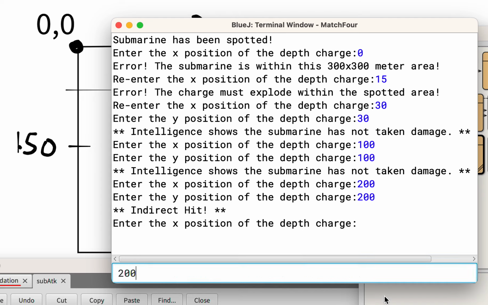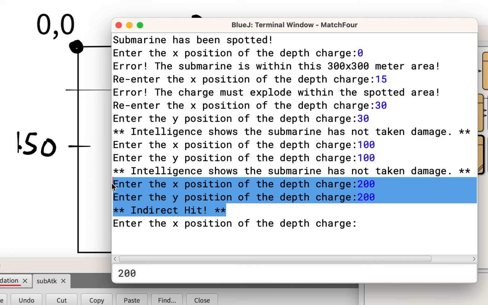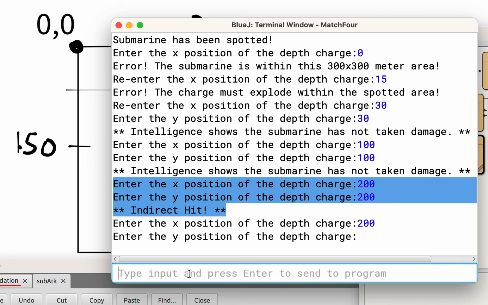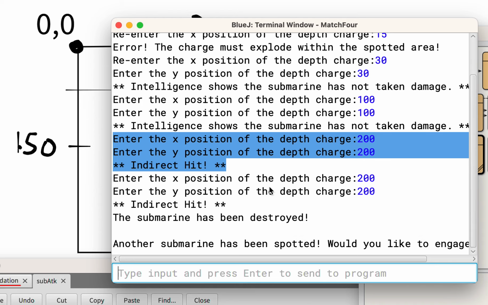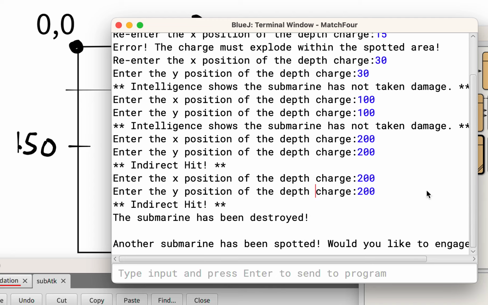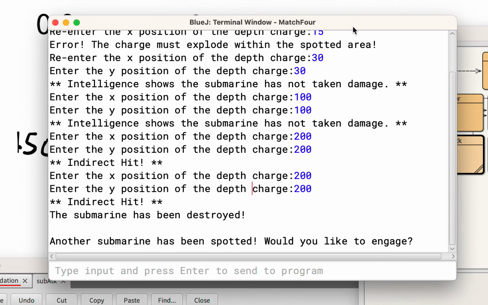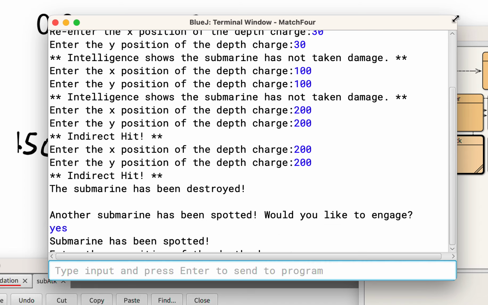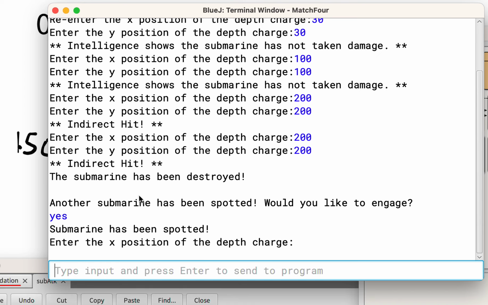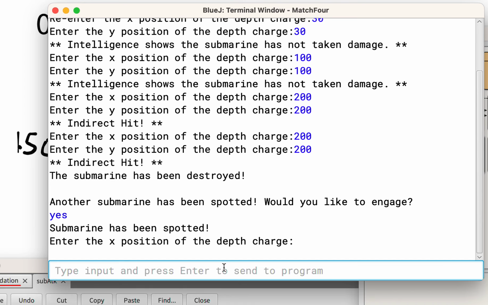So I need to get 2 of those. Well, that's easy, because I could just do 200, 200 again, get another indirect hit, and kill the sub. So let's go 200, 200. Sub has been destroyed, another sub has been spotted, would you like to engage? And the game goes on. If I type in yes, that I do want to engage, then another sub is generated at a new location and the game continues.